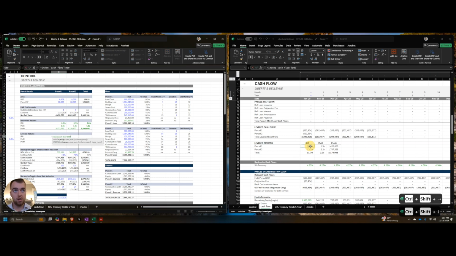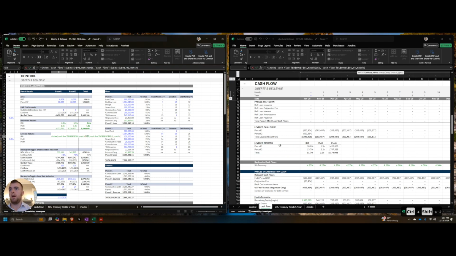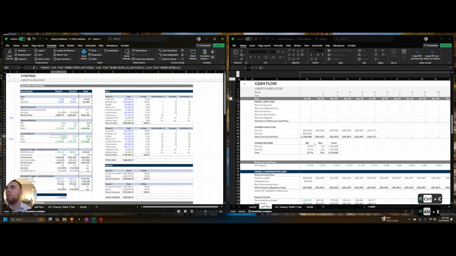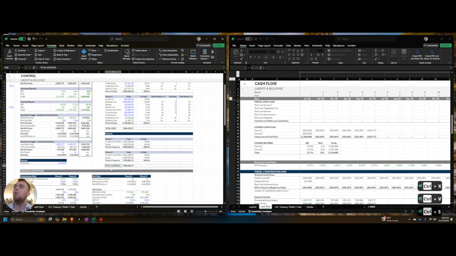Which is going to be just as easy as doing INDEX MATCH. Sorry, match that to that, and then match that to that. Perfect. Okay.